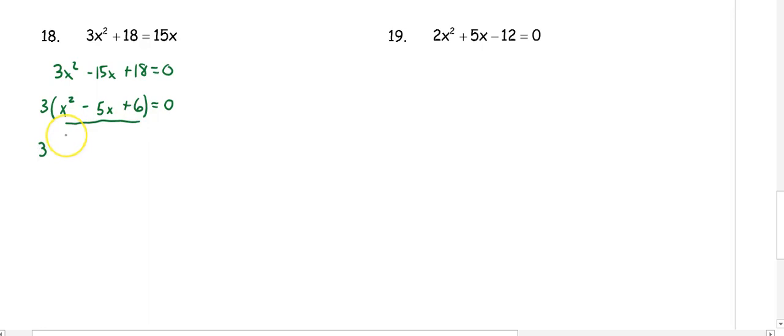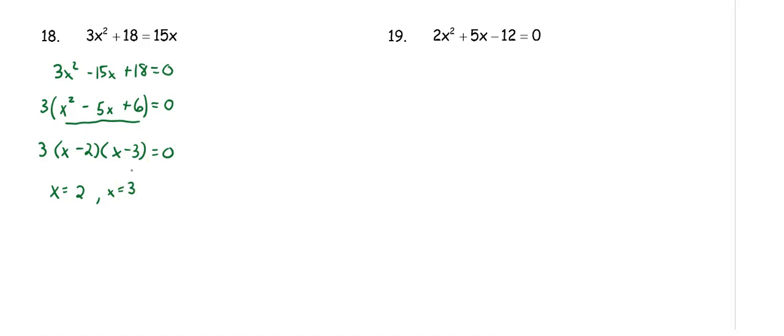So we need two numbers that multiply to positive 6 and add to negative 5. So we have x minus 2 and x minus 3 equals 0. Now the 3 out front doesn't have an x, so we're just going to ignore that part when we're solving for x, and we just get x is 2 from the first parenthesis and x is 3 from the second parenthesis.